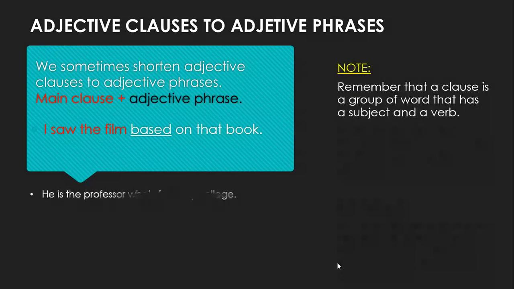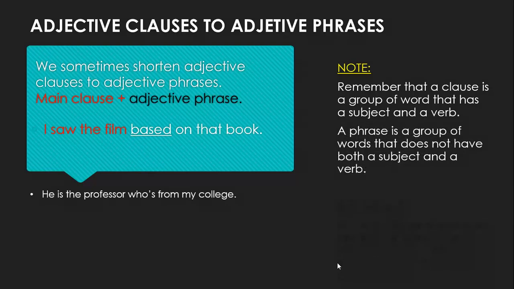Important, remember that a clause is a group of words that has a subject and a verb. An example of that is, he's the professor who's from my college. And a phrase is a group of words that doesn't have both a subject and a verb. Example, he's the professor from my college.